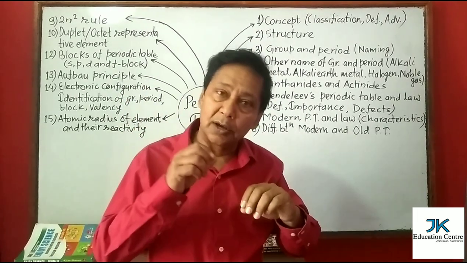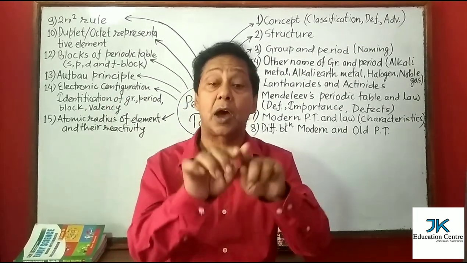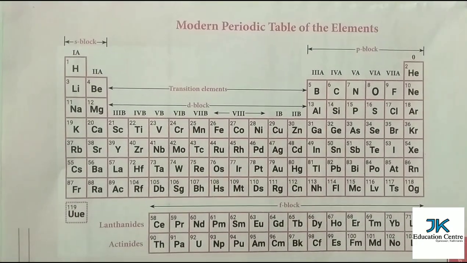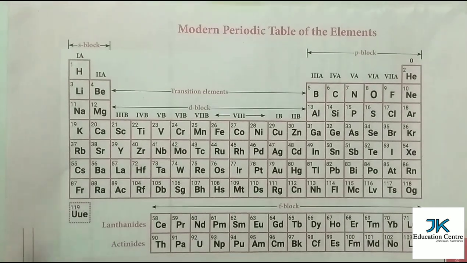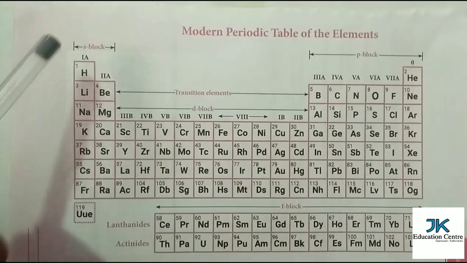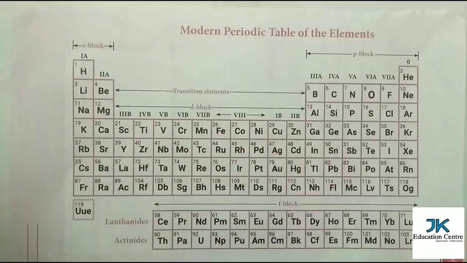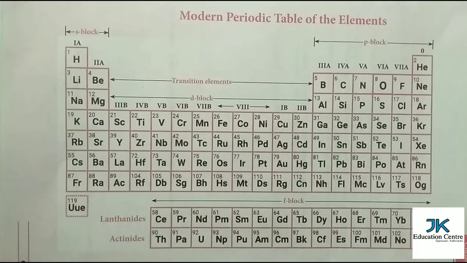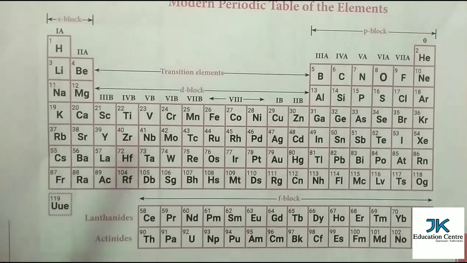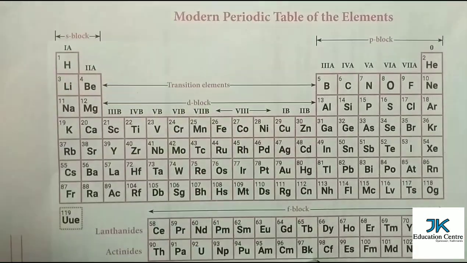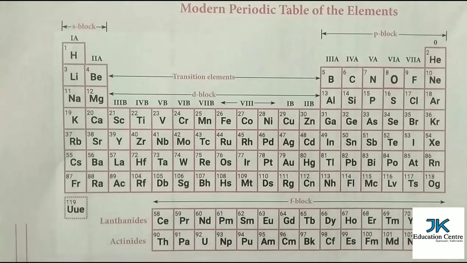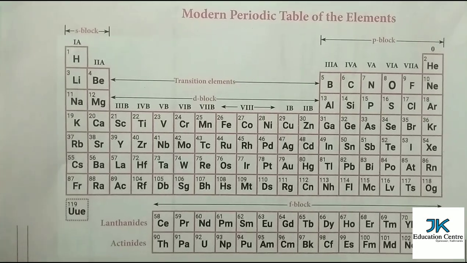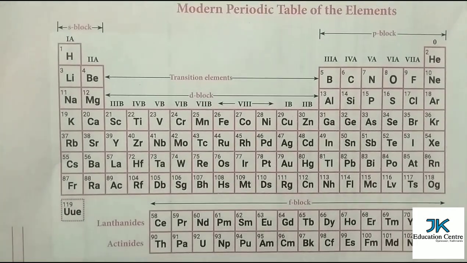Now I want to talk about the structure, how a periodic table looks. This is the basic structure of the periodic table. Basically, a periodic table is made up of groups and periods. Each column is a group of the periodic table, and each row is a period of the periodic table. This way a periodic table is made, and it is not only divided into groups and periods, it is divided into 4 blocks also.